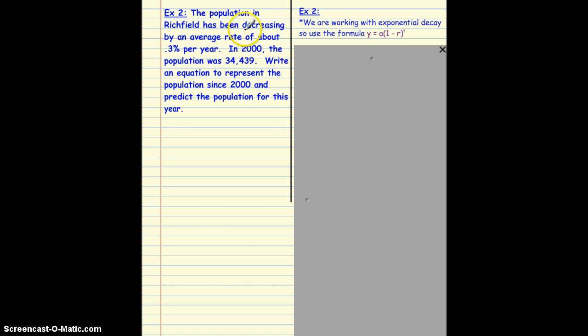So this time our population in Richfield has been decreasing, so that means we're going to work with exponential decay. So now we're going to use the formula y equals a times, in parentheses, 1 minus r, to the t exponent.